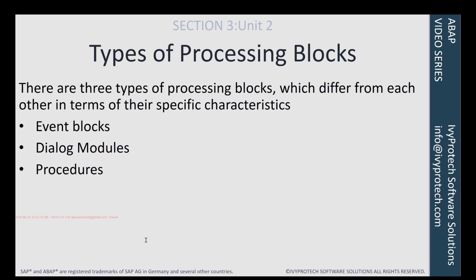And dialog modules are maintained between module and endmodule. They also do not support local data or parameter interface. So if you define something in a dialog module, it will be considered a global data object, and they are called using the module statement in the screen flow logic. We'll talk about these dialog modules in greater detail when we deal with module pool programming. And then we have procedures. Procedures support local data, they support parameter interface, and we have three types of procedures: subroutines, function modules, and methods.